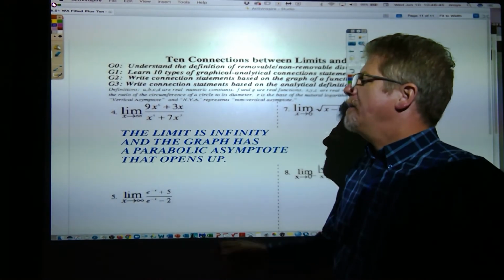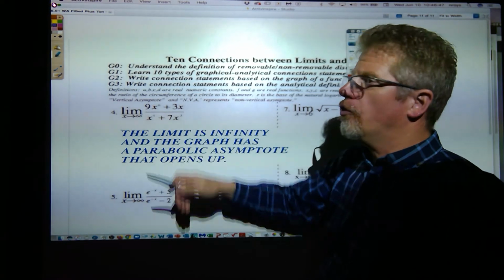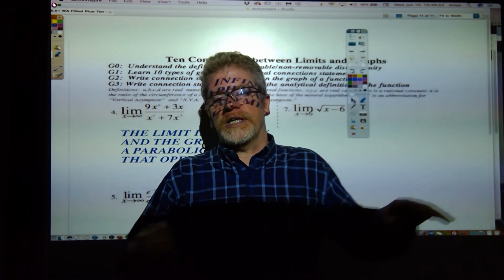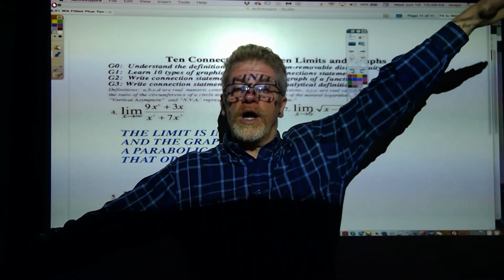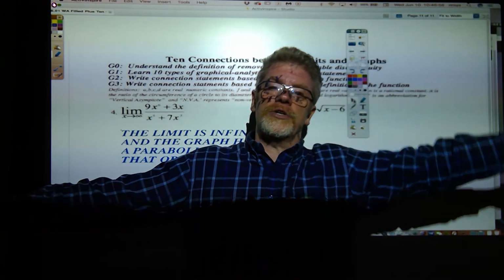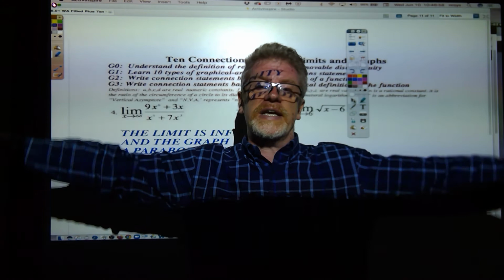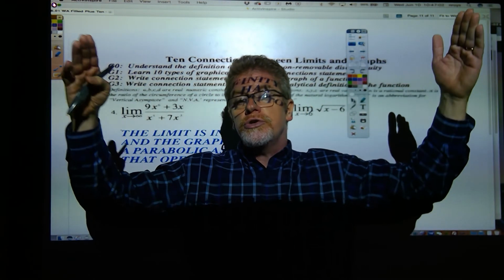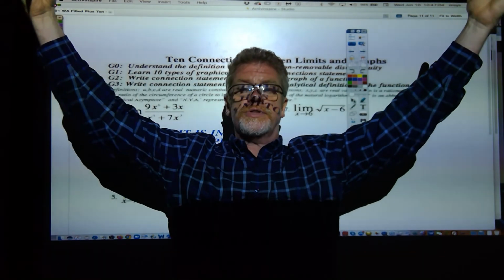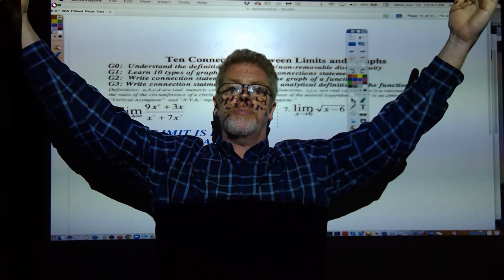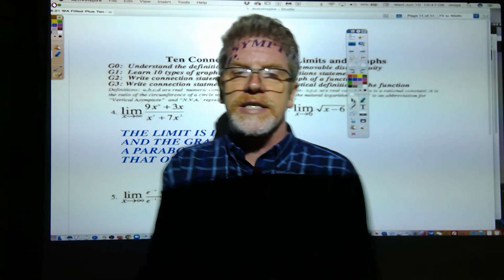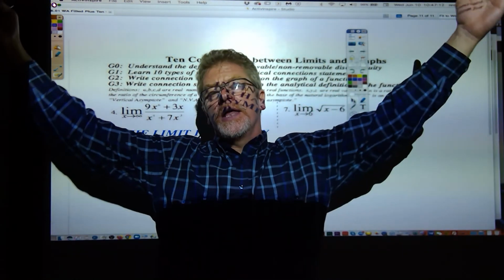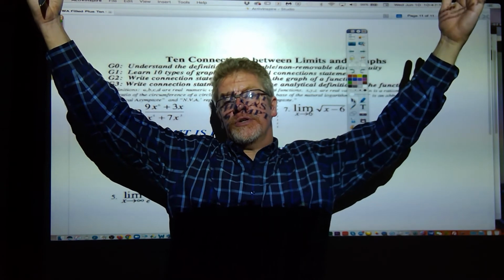So, this is top-heavy. It's degree 6 over degree 4. The degree of the numerator is 2 more than the degree of the denominator. If the degree of the numerator is 1 more than the degree of the denominator, then overall the function is linear. It will have a slant asymptote. When the degree of the numerator is 2 greater than the degree of the denominator, then the asymptote will be parabolic, opening either up or down. Since the ratio of lead coefficients, 9 over 1, is positive, this graph has a parabolic asymptote that opens up.